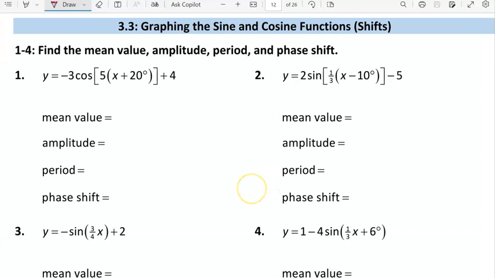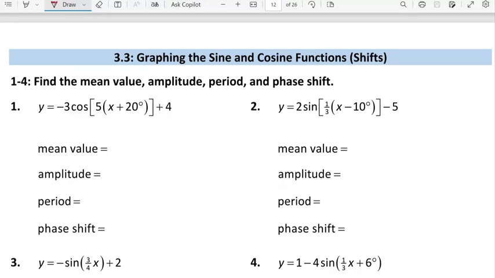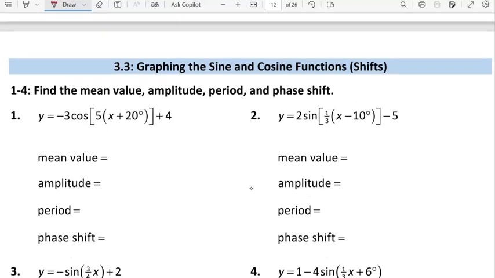Okay, in numbers 1 through 4, we're going to find the mean value, amplitude, period, and phase shift. It is important to remember that if we have a sine or a cosine function, y equals a times the sine of b times (x minus c) plus d, the mean value is the shift in the y value, so that's the d value. And so our mean value here is 4.